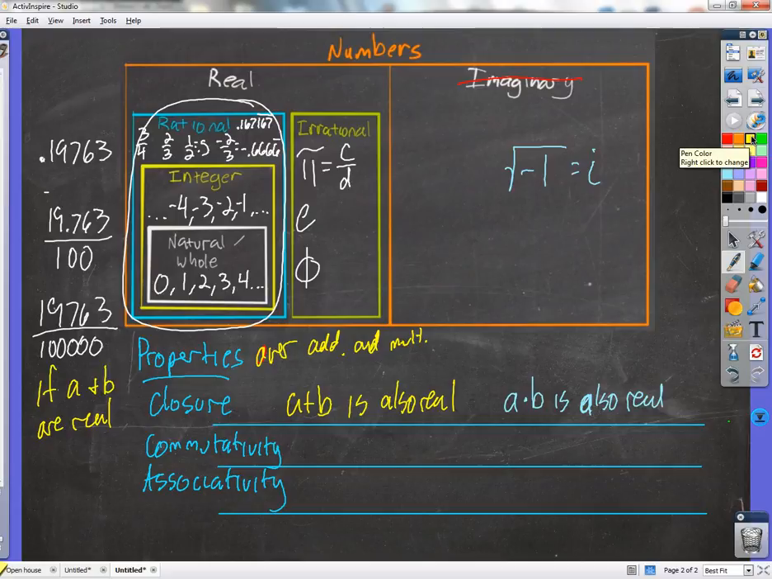Commutativity. This yellow is addition, and multiplication will be over here. A plus B is equal to, do you remember commutativity? A plus B, the same as B plus A. It's the same. 3 plus 5 is 5 plus 3. 2 plus 7 is 7 plus 2. Negative 3 plus 5 is 5 plus negative 3. It's all the same.